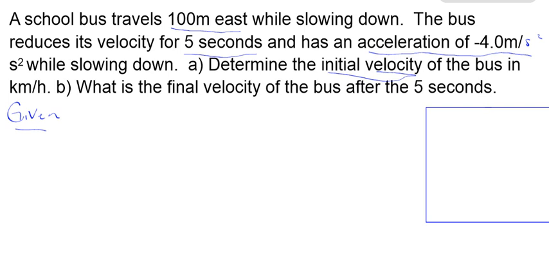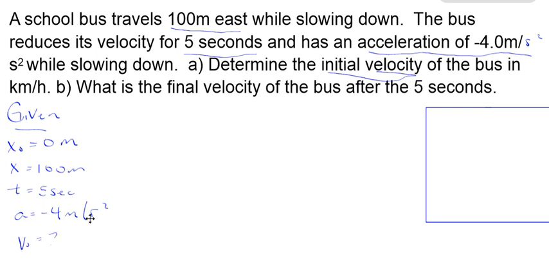We know that it probably started at 0 because it doesn't say anything else. We know that its final position is 100 meters. The time is 5 seconds, and you should get used to being able to just look at the units, and you'll know from the units what you're dealing with. Acceleration is in meters per second squared, so that's negative 4 meters per second squared, and it asks you what is the initial velocity.